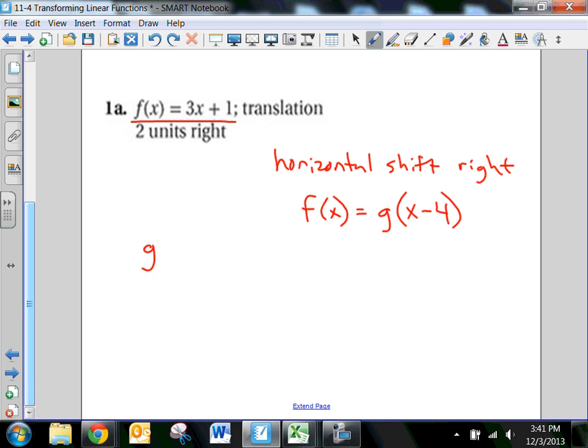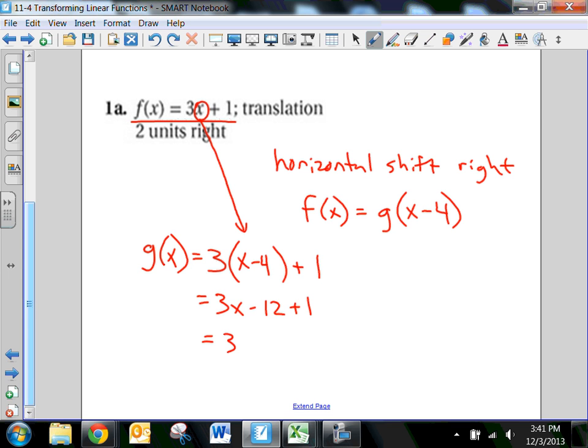I'm going to write g of x is equal to 3, and where there was an x, now it's going to be x minus 4, and then plus 1 will be on the end. Notice that for this x right here, I'm going to substitute x minus 4. And then I'm going to work this out. This would be 3x minus 12 plus 1, and then continue to work that out, 3x minus 11. So I get g of x is equal to 3x minus 11 is my transformation, my horizontal shift right 4 units.